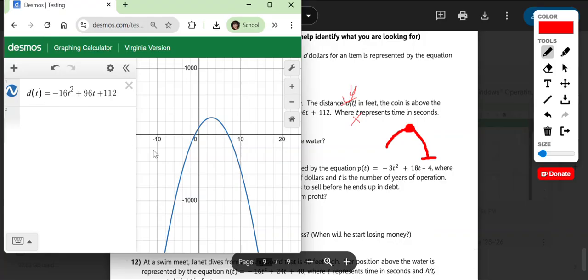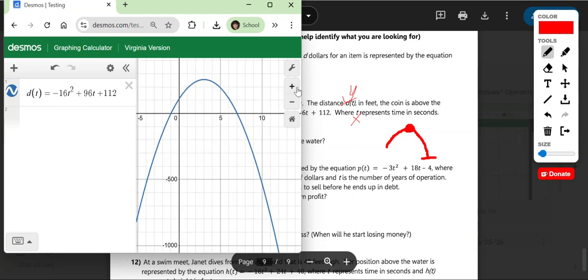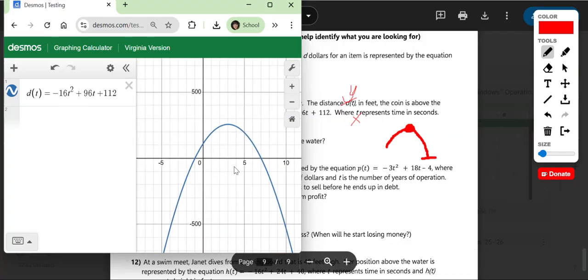Okay. So if I look at Desmos, I typed in the equation that it gave me. I didn't even have to change from d of t notation. It just left it the way it was. And this is the equation I got. Now I can zoom in a little further to help myself. And what I'm looking for is what's the highest it ever reached. If I click anywhere in the center here, it'll tell me the point that is at the vertex. And we can see that the vertex is 3 and 256.